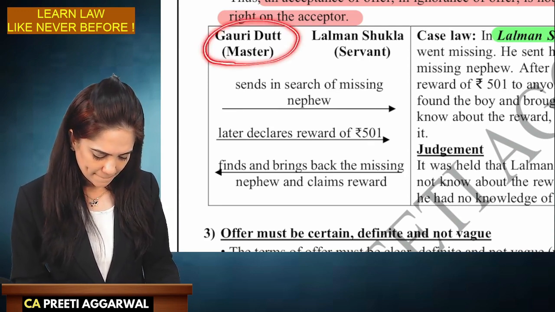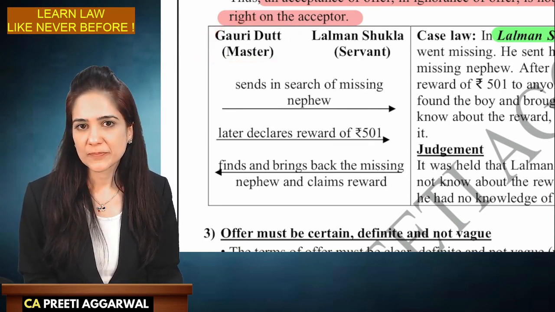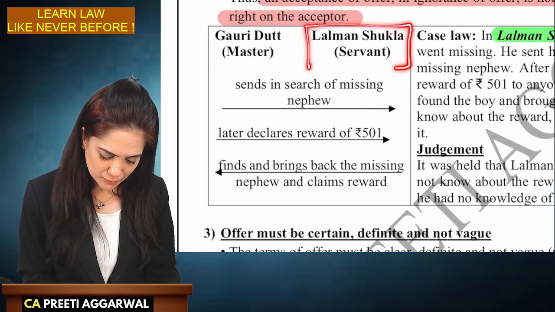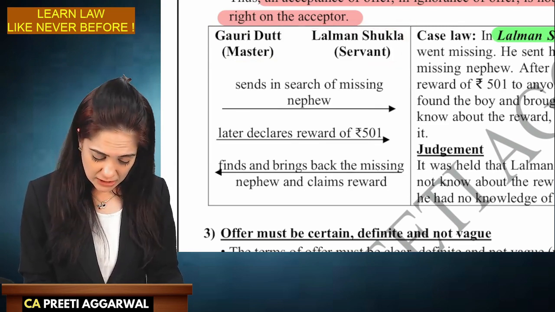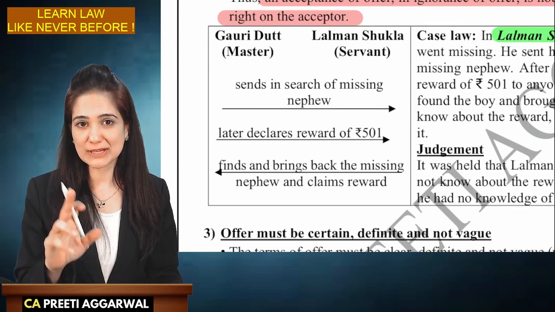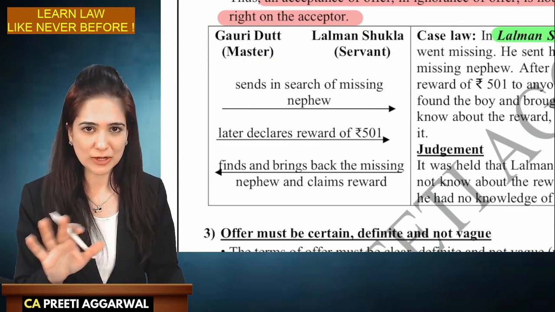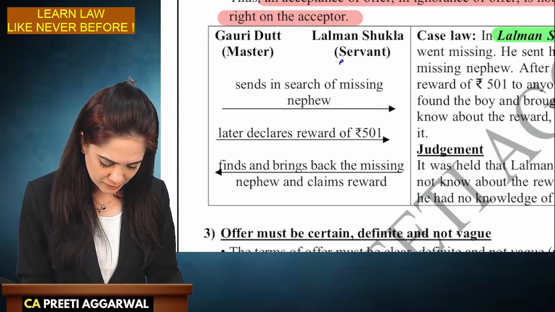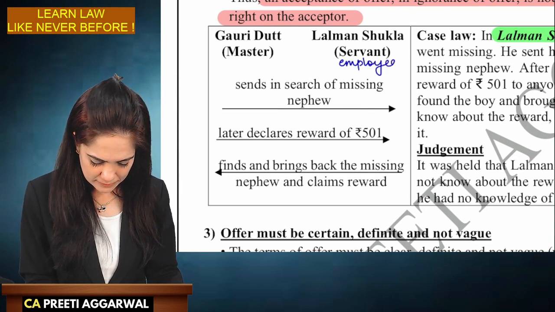Gauri Dutt's nephew was missing, so he sent his Munim. Munim means accountant. Here servant means employee, okay, not the servant who does household work in our house. No, not that one. Here servant means employee.